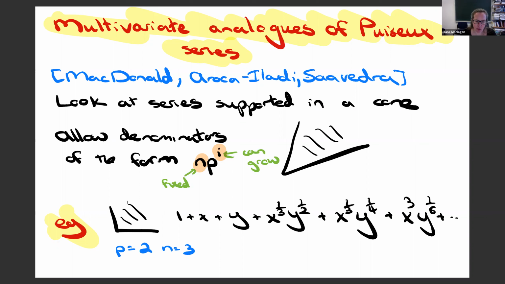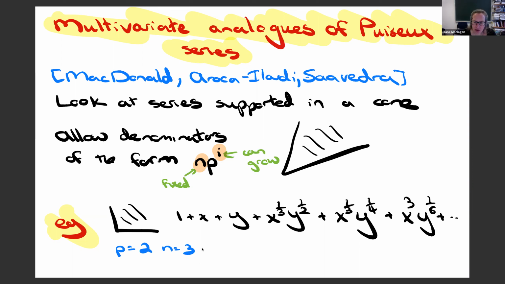Here's an example where the cone is just the positive orthant. My series might look like 1 plus x plus y plus x to the 1/3 times y to the 1/2 plus x to the 1/3 times y to the 1/4 plus x to the 1/3 times y to the 1/8, I cannot read my own writing, a 1/6 would also work here. The idea is that my denominators can all be written in the form 3 times a power of 2. And there's an extra technical assumption that I'm not telling you, that the set of exponents that show up also has to be well ordered.